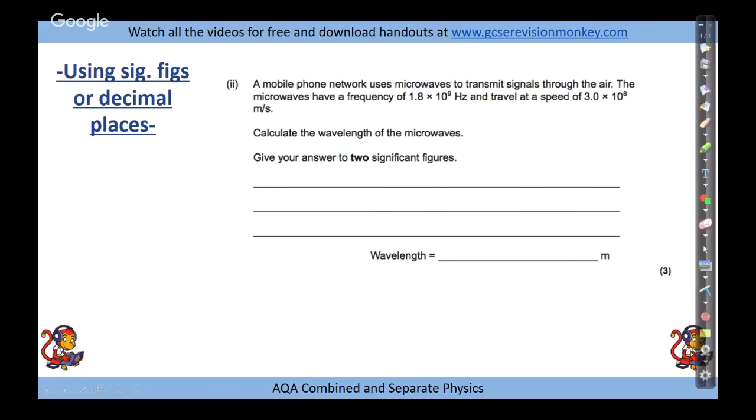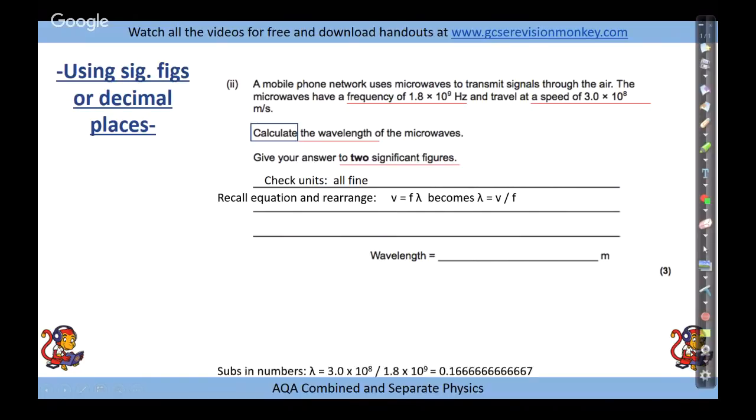You can see the units are already done there, and we've got our number of marks down there. So box, underline, glance at the number of marks, check your units for banana skins. Okay, units are fine, meters per second and hertz. Now then, recall the equation, rearrange it. So V equals F times lambda becomes lambda equals V divided by F, and I'll show you equation triangles in just a moment.